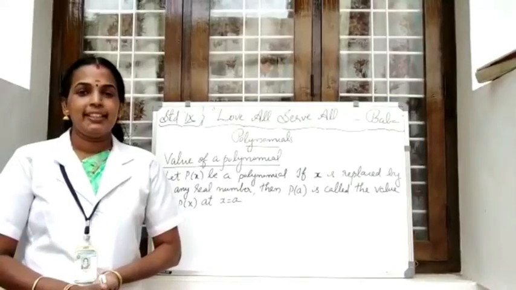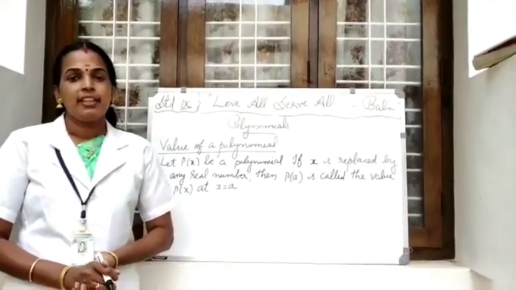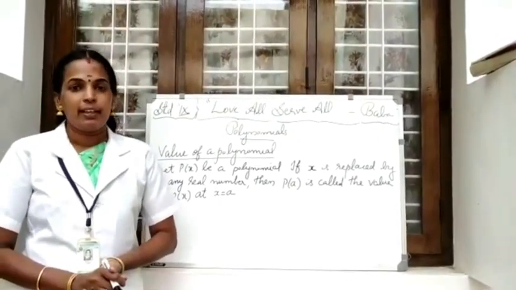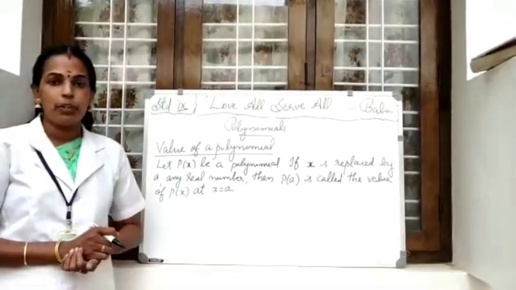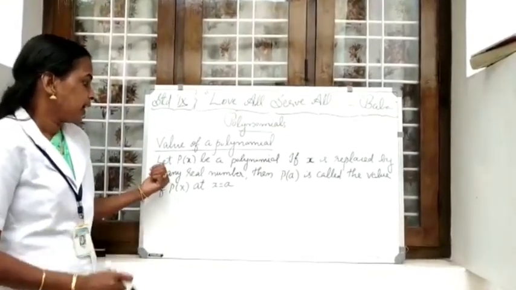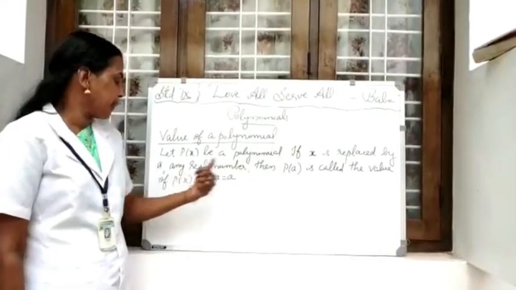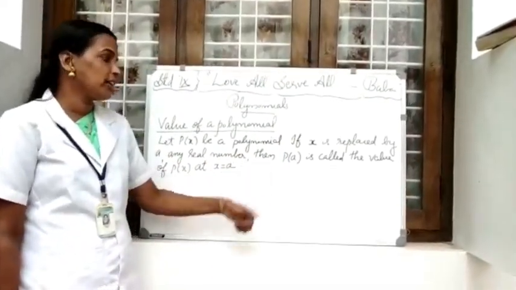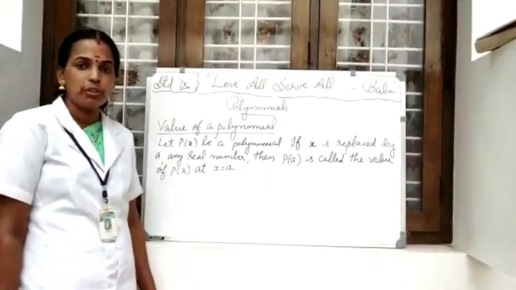Good morning children. In the last class we discussed what are polynomials, different types of polynomials, degree of polynomial, etc. In the last part we discussed about value of a polynomial. We can discuss it again. Let p of x be a polynomial. If x is replaced by any real number a, then p of a is called the value of p of x at x equal to a.